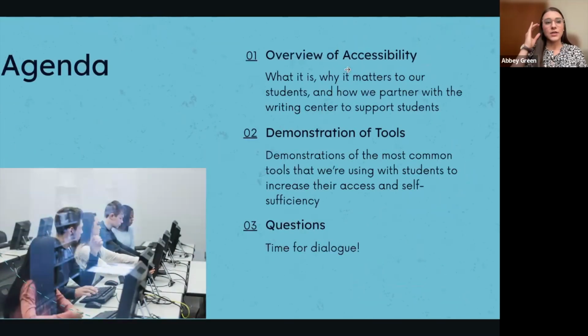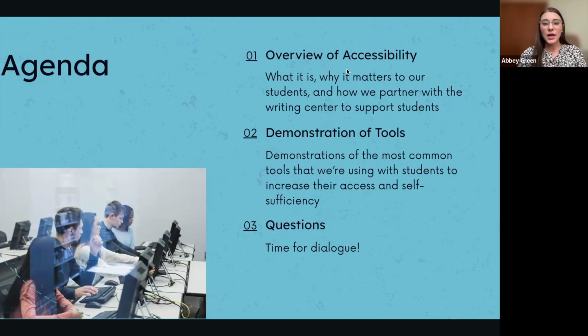And I am going to give us a brief rundown of our agenda, what we're going to be covering in our conversation today. The first thing is I'm actually going to give us an overview of accessibility, really defining what it is, so we have that common foundation and framework to view this conversation, to talk about why it matters. So, who are our students and why is this important for them? And then Julie's going to talk a little bit about the partnership between the Wellness Office and the Writing Center and how we're working to try to address issues of access for students.